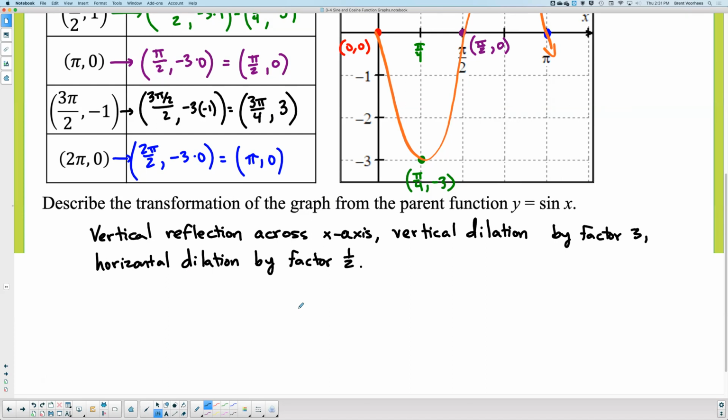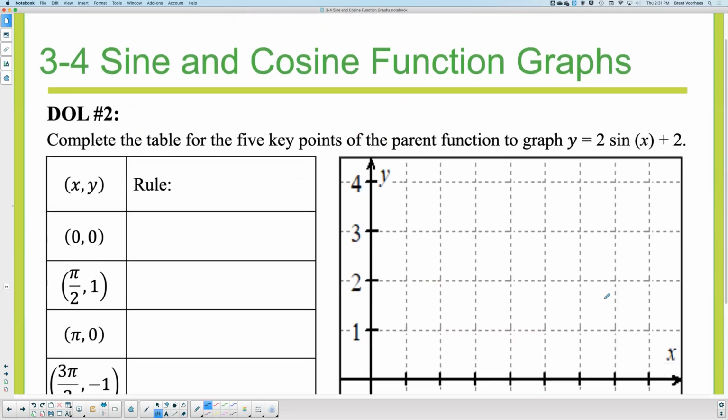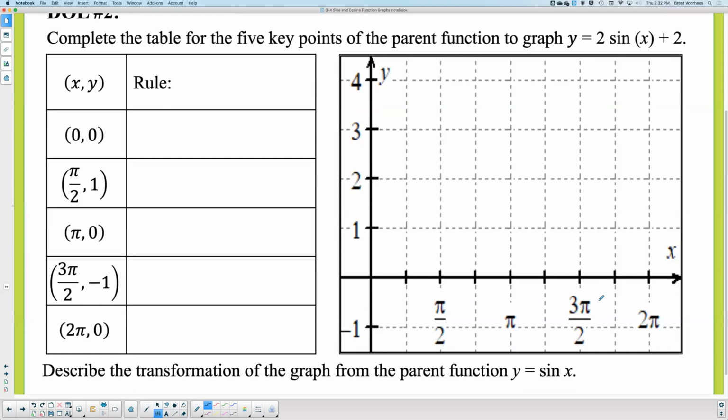Those are the transformations that occurred to create that graph from the parent function of y equals sine x. So we vertically reflected across the x-axis. That means every y value changed from positive to negative or negative to positive. We had a vertical dilation by a factor of 3. That means every y value got multiplied by 3. And a horizontal dilation by factor 1/2. Every x value got multiplied by 1/2. Okay. So DOL number 2, allow you to fill in your values here.